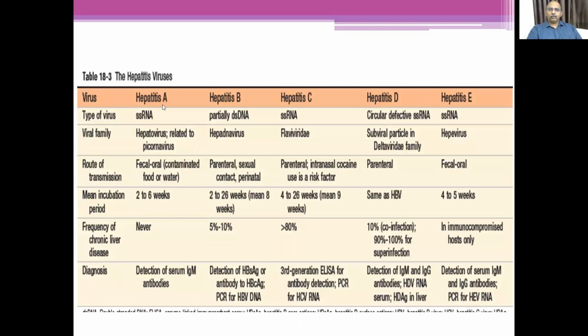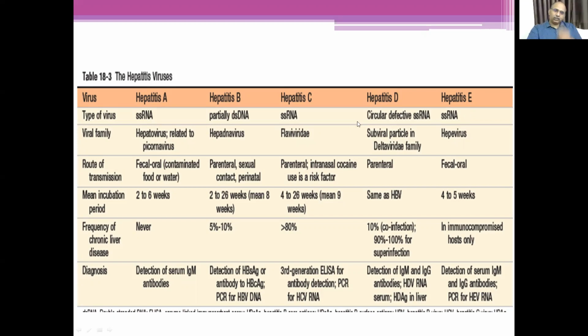So these viruses specifically cause liver disease. That is why they are named hepatitis viruses: hepatitis A, B, C, D, and E. Except hepatitis B, the remaining ones are all RNA viruses. So you have to remember this.